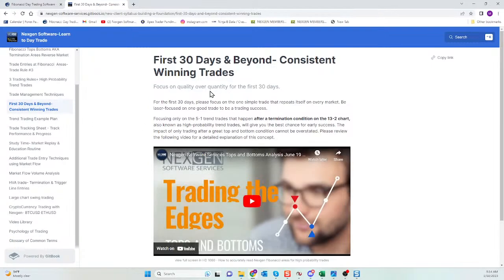And there's even a section called the first 30 days and beyond. Consistent winning trades. And it's focusing on this high probability trend trade that happens after a termination condition on the 13-2. Guys, this is your holy grail. This is your consistency. This is that foundation that sets you up for growing with the software.